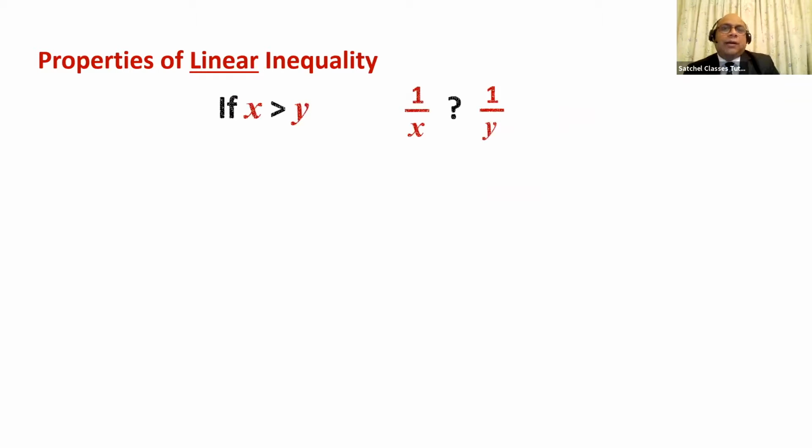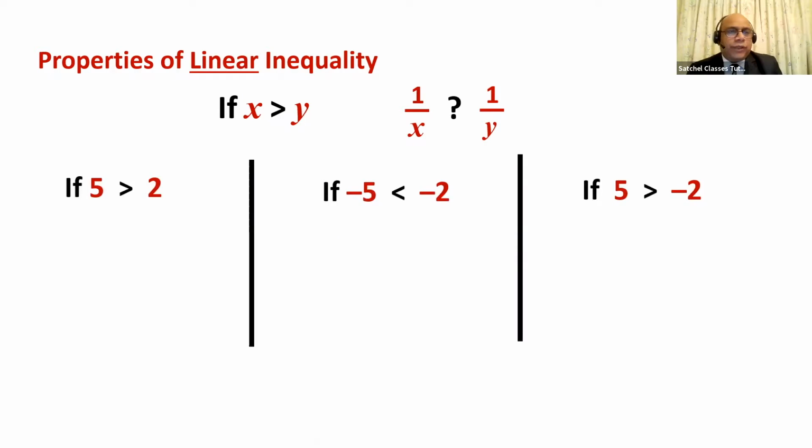Well, if x is greater than y, what can you say about 1 over x and 1 over y, which means what happens if I take the reciprocal? Now let's take three different cases here. Both numbers are positive, both are negative, and one of them is positive, the other is negative. So 5 is greater than 2, we know that. If I take the reciprocal, 1 by 5 will end up being a smaller quantity than 1 by 2 because the denominator of 1 by 5 is bigger, the fraction will be smaller, correct? So the inequality has changed.